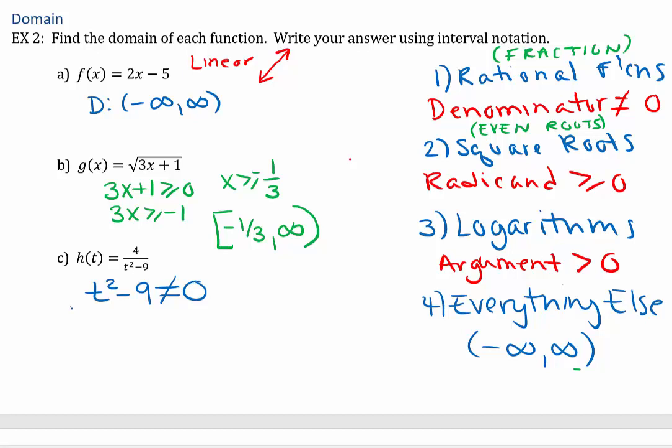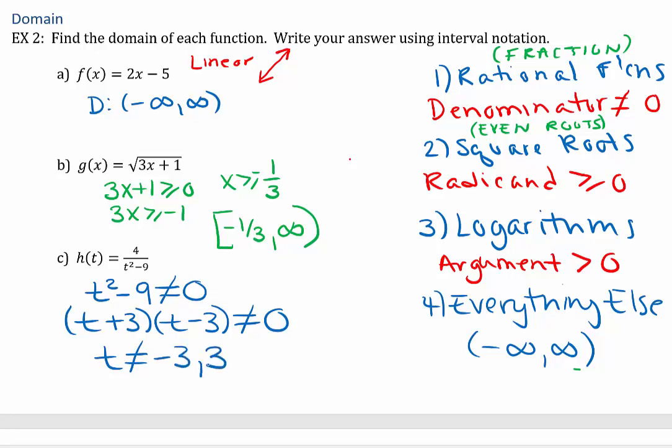So I'm going to solve this by factoring. T squared minus 9 is a difference of perfect squares. I can factor that as t plus 3, t minus 3. And that tells me that t cannot equal negative 3 or positive 3. In interval notation, this is going to be everything that's smaller than negative 3, everything between negative 3 and positive 3, and everything bigger than positive 3.